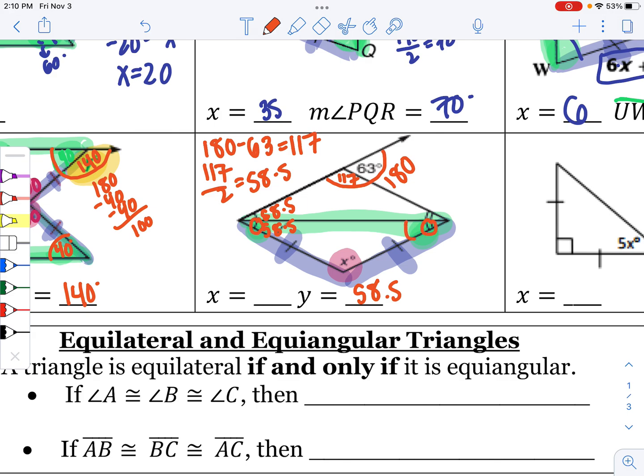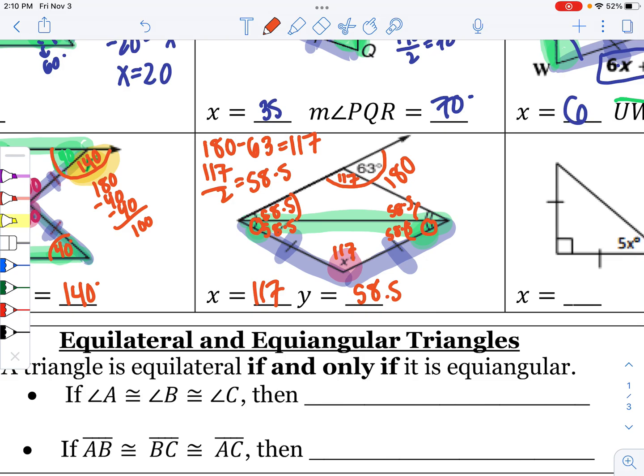Because we know that this one is going to be the same as this one, if those are going to be congruent, that makes this an isosceles triangle as well. So these are all four actually going to be congruent. So that makes this 58.5, that makes this 58.5, and so this is actually also going to be 117, because again, those are congruent. So x is 117 degrees.